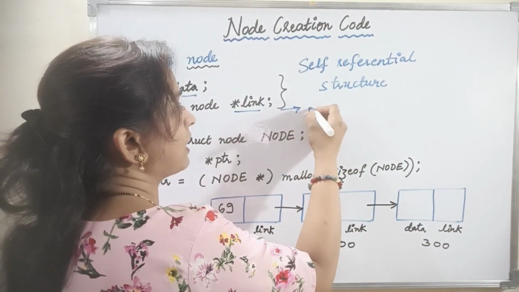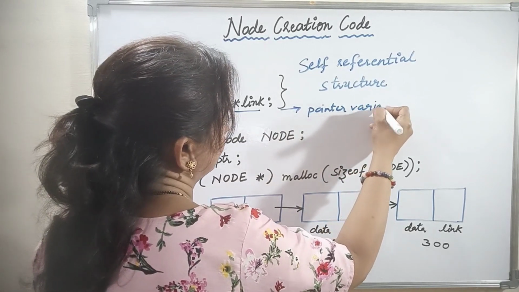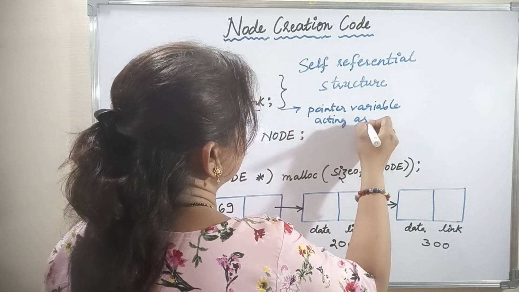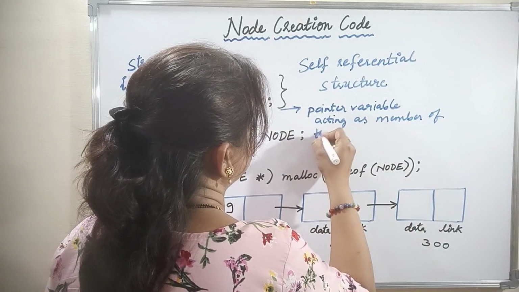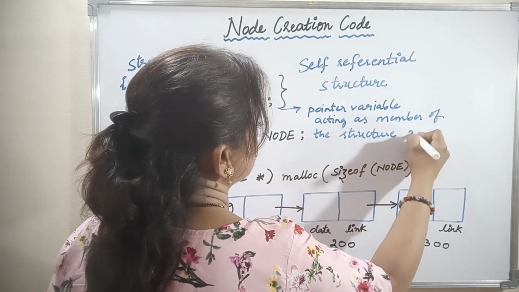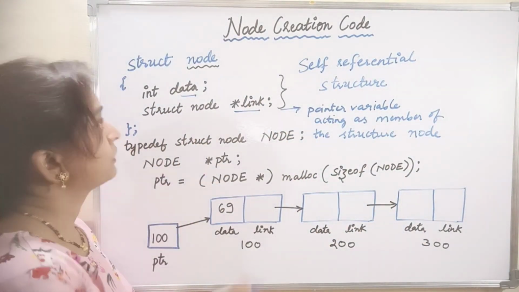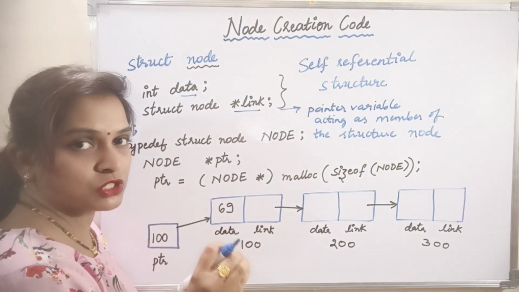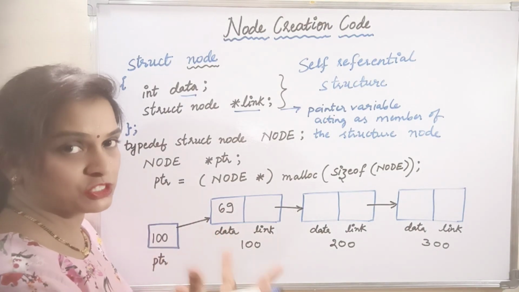A pointer variable acting as a member of the structure. Which structure? The new data type that I have created, that is node. So I say struct node, the structure name is node. If you have any doubts with structure, please refer to the playlist of C language. You will know how to create a structure.